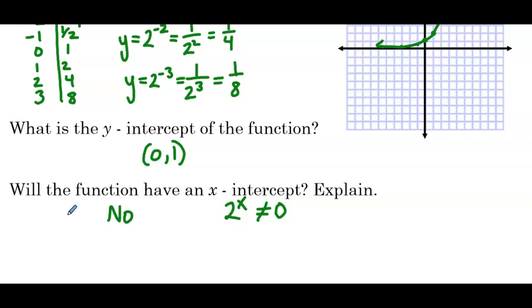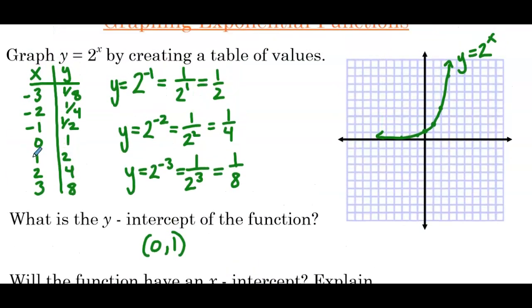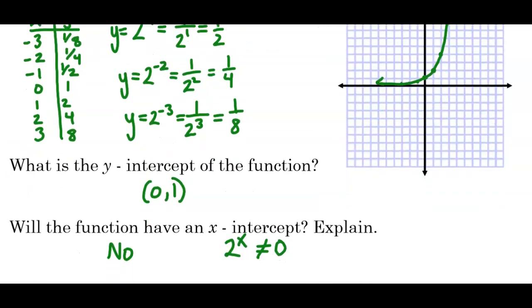Okay, and that's an important fact. An exponential function in the form like 2 to the x or 3 to the x is never going to have an x-intercept.